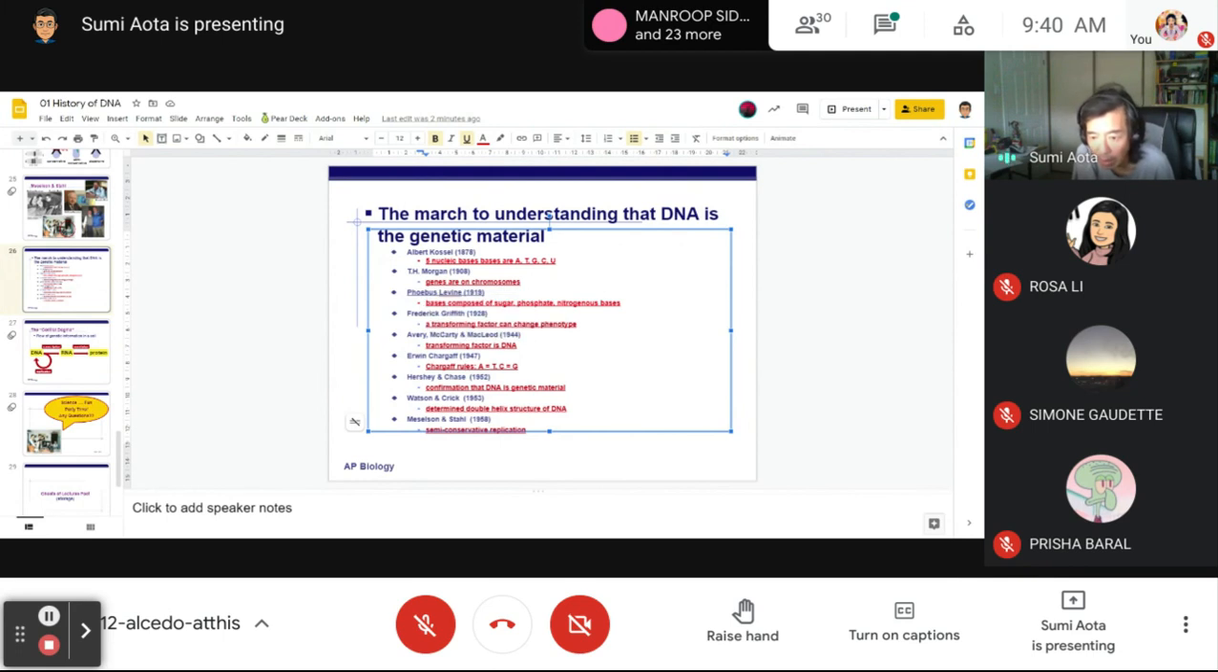Why were Avery, McCloud, and McCarty hesitant to report their findings? Because it was possible that if they didn't destroy all of the protein, some of the protein could have contaminated their results and ended up giving the results as they saw. Because most people thought that proteins were the biological genetic material. Why is it important for science? Because scientists basically build on both their findings and on their errors.